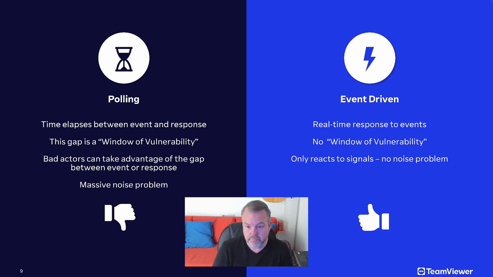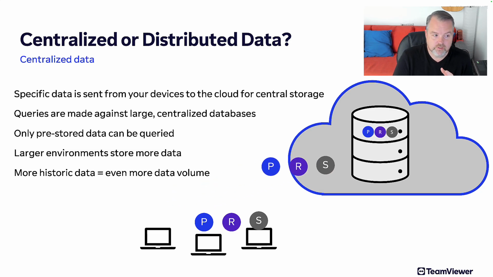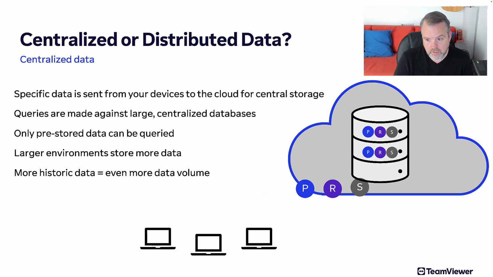Whereas event-driven responses are real-time responses to events. They don't have a window of vulnerability by their nature. And there is no signal-to-noise ratio problem because there's only signal, there is no noise. The event is the signal and it's reacted to. Centralized or distributed data is the next question, right? So are you sending data to the cloud for central storage and then querying that, maybe with your polling-based system, to determine what's going on?